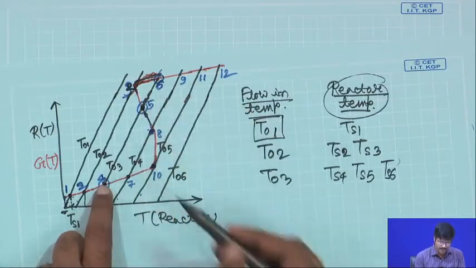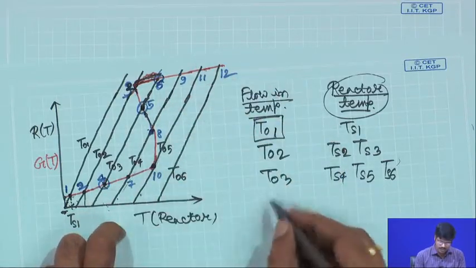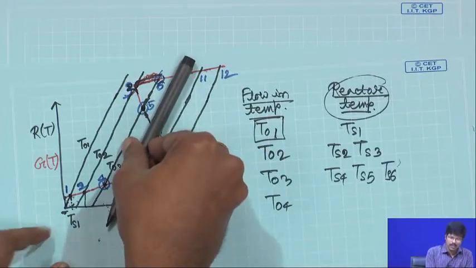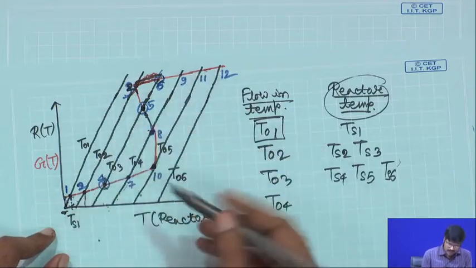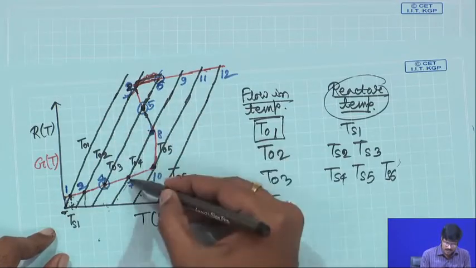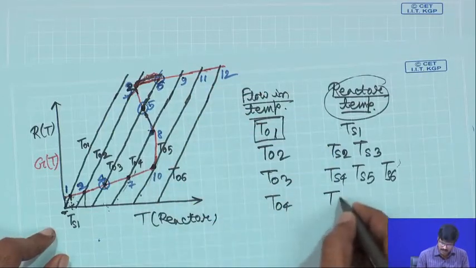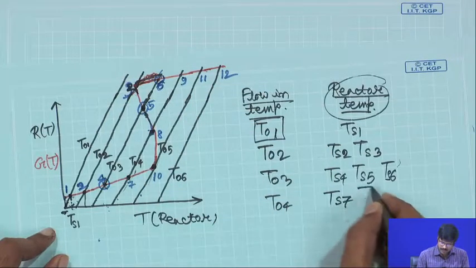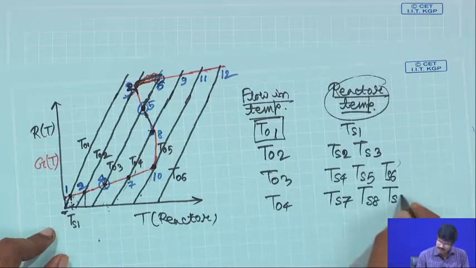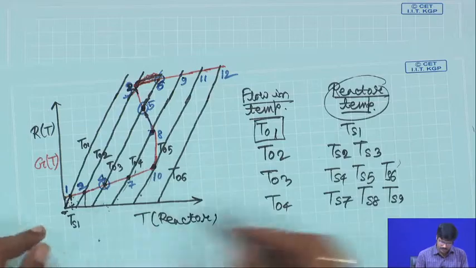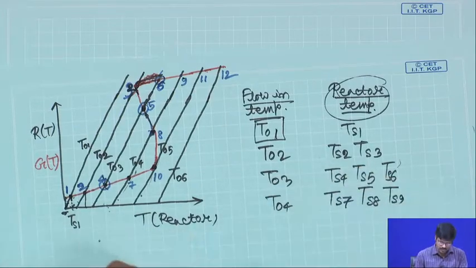This is 4, 5, 6, and correspondingly for T04 the flow in temperature will generate this curve of RT. For that there are again three steady states, 0.7, 0.8 and 0.9, and the corresponding temperatures of the reactor, let us say Ts7, Ts8 and Ts9. Okay. So, like this you can go on.